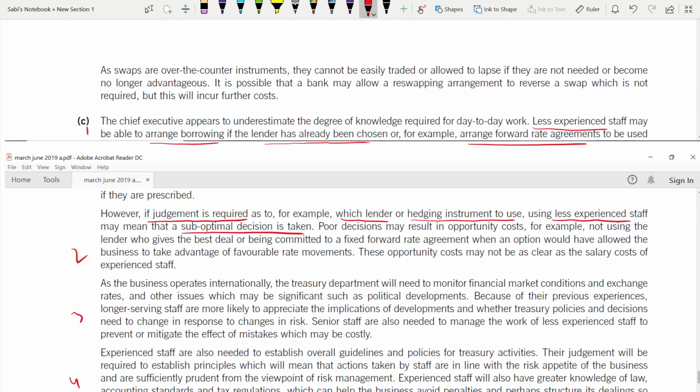If you're putting a less experienced staff member there, it is very likely that they will make an incorrect decision. They might choose a wrong derivative, or they might go for a wrong lender. This is a big limited company.